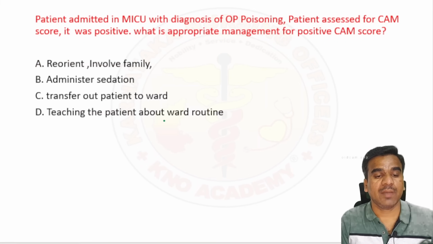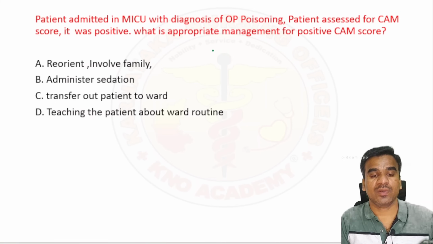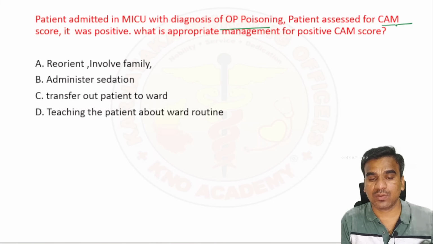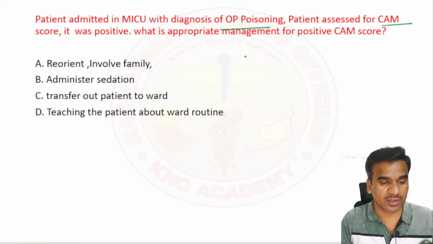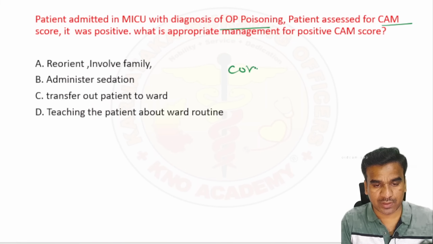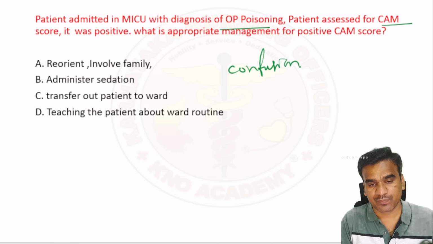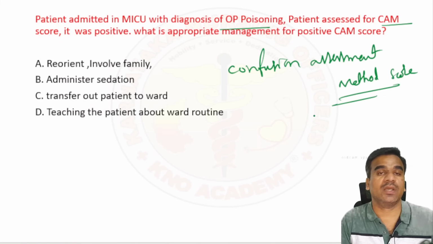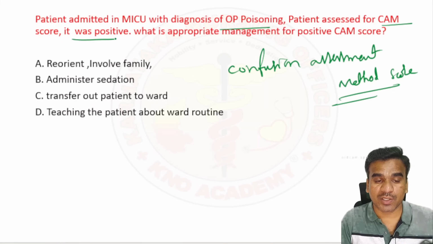Okay, and then a patient admitted in MICU. Okay, so diagnosis of OP poisoning. Okay, the patient is assessed for CAM score, that is the Confusion Assessment Method score. Okay, so the CAM score is positive.